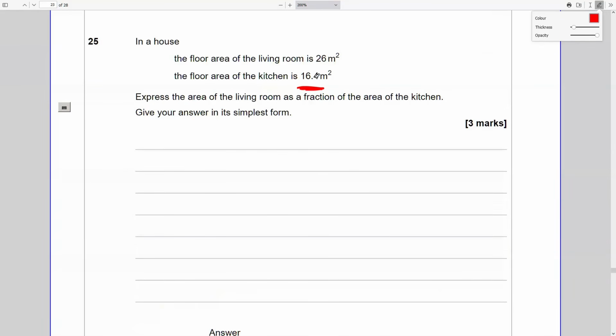Well, the living room as a fraction of the kitchen. The kitchen is the smaller number, so we're going to end up with something bigger. So the way we're going to do this is we're going to go 26 divided by 16.4, because that's going to be a bigger number. It's going to be 1 point something odd. We don't want a 0.4, so let's times them both by 10. 260 over 164.